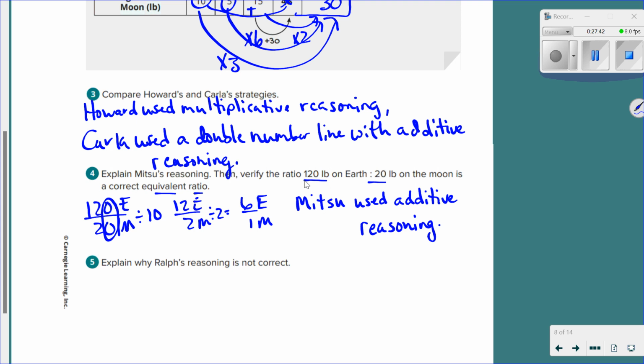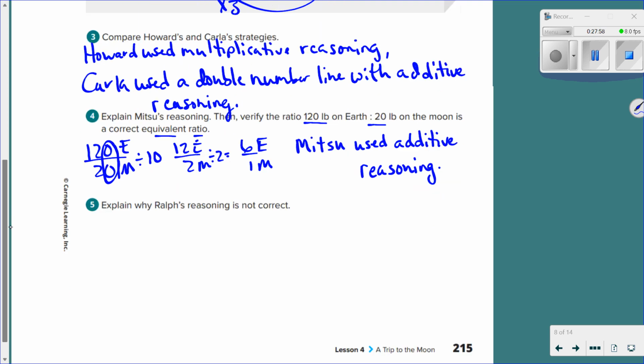And then, what did Ralph do wrong? Vivian? Good. He tried to apply multiplicative reasoning to additive. It doesn't work. Okay? So, he tried adding the same number instead of the equivalent value.